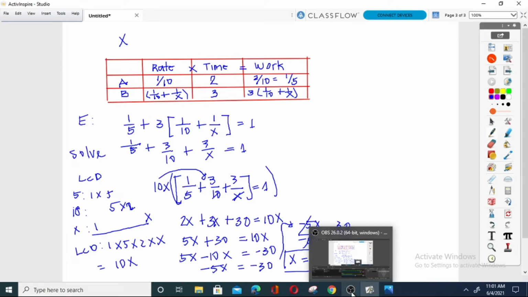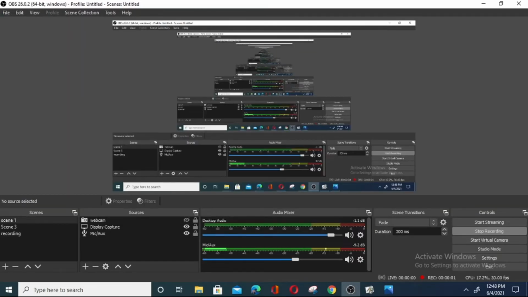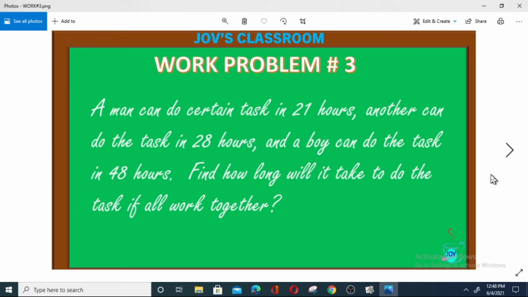Okay, so let's proceed to the next example. Work problem number 3. A man can do a certain task in 21 hours. Another can do the task in 28 hours. And a boy can do the task in 48 hours. Find how long it will take to do the task if all work together.